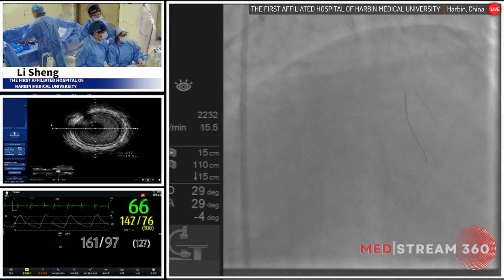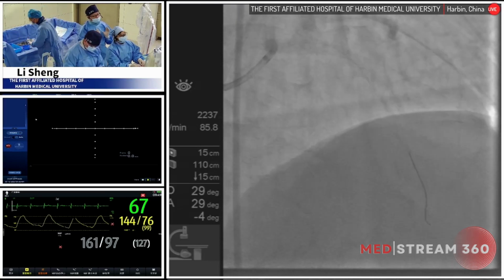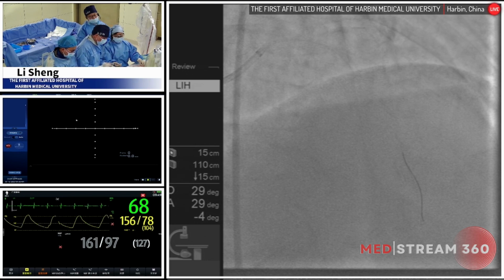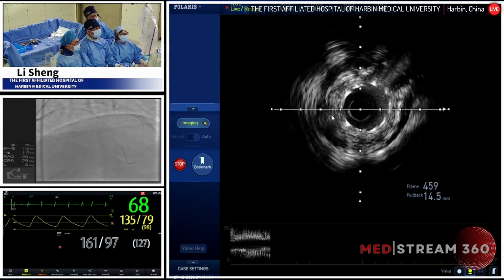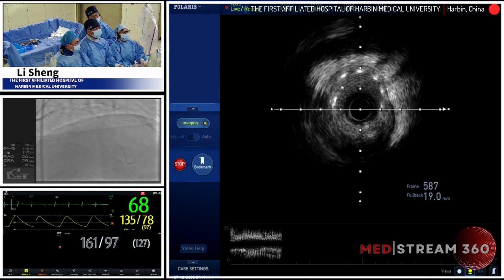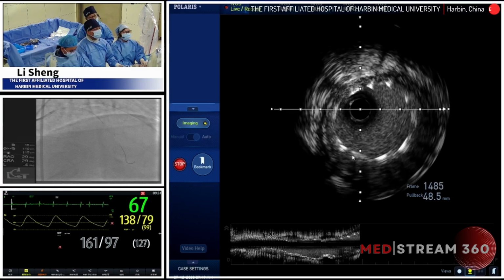Yes. Okay. So after the post dilatation, I think from the angio, the stents look okay, right? Yeah, but we are not sure about the details. Let's see the IVUS image. Here's the first stent. Yeah, the first stent, we need a post dilation of the first stent, but the position is quite good. The second one is well expanded.